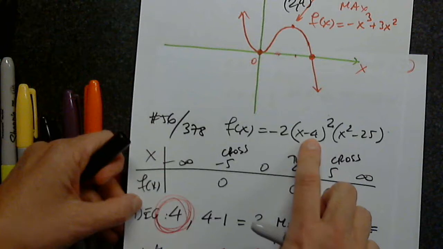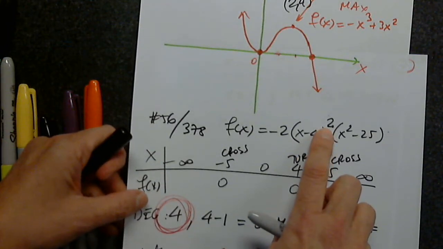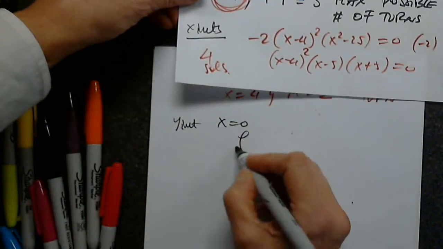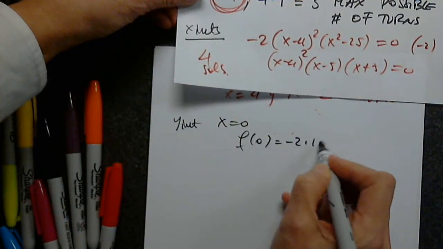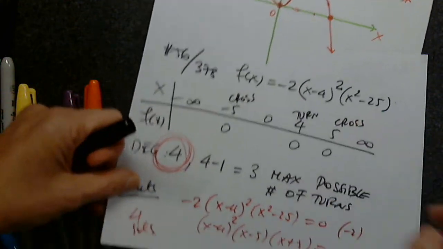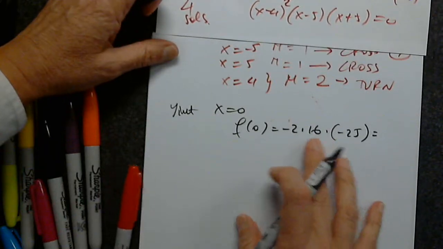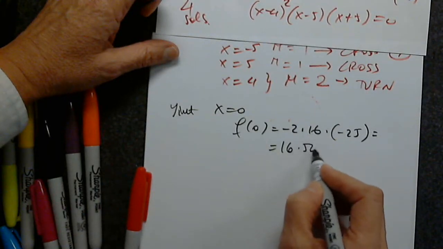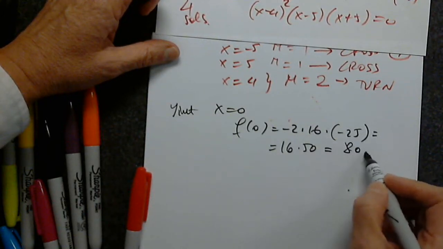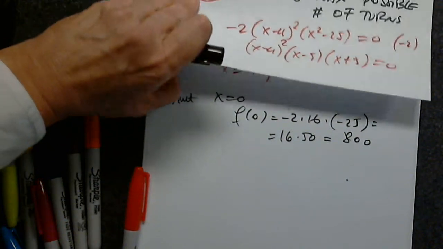How much is 0 minus 4? A negative 4, but negative 4 squared will be 16. So f of 0 first is negative 2 times 16. How much is 0 minus 25? Negative 25. So this is 50 times 16. So how much is 50 times 16? 800? Wow. Okay, it is what it is.